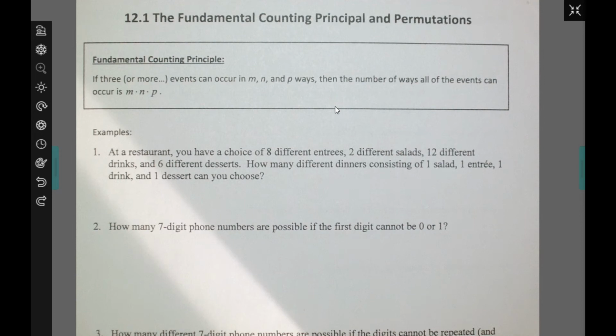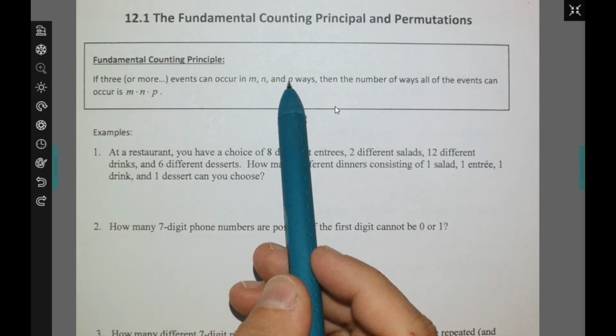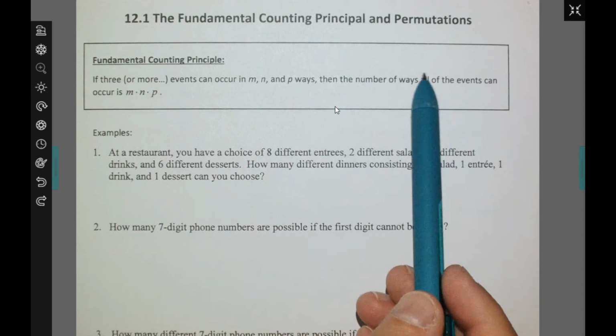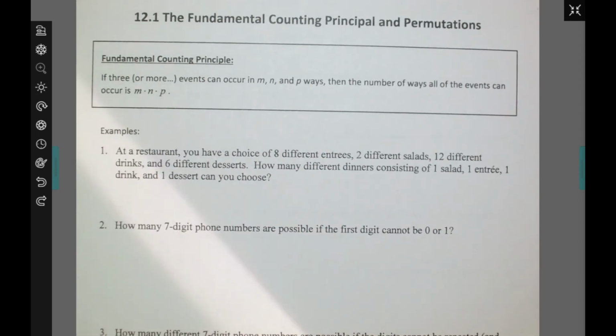All right, 12.1 deals with the fundamental counting principle, and it's kind of our introduction into probability. The fundamental counting principle says that if 3 or more events occur in m, n, and p ways, then the number of ways all the events can occur is those letters multiplied together.